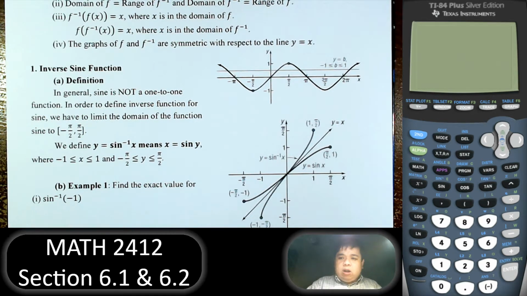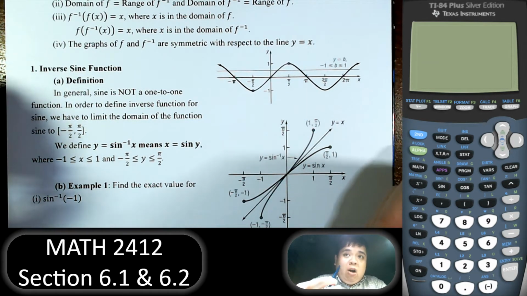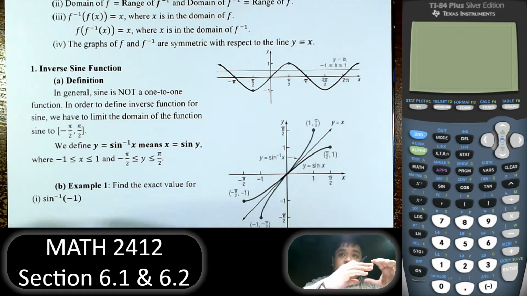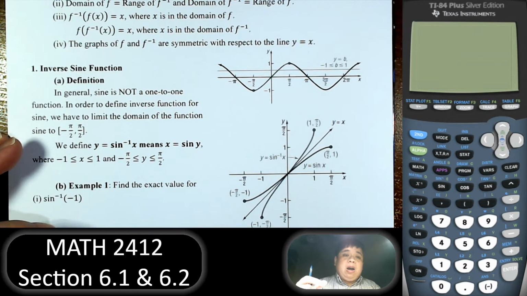What we learned in the previous chapter is that all trigonometric functions are periodic, meaning that the values of the function will be repeated after some period. Just a quick review: sine, cosine, secant, and cosecant have a period of 2 pi. Tangent and cotangent have a period of pi.